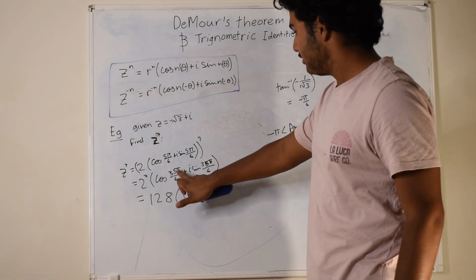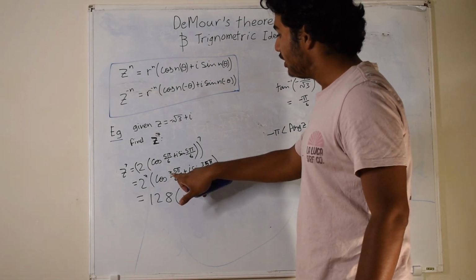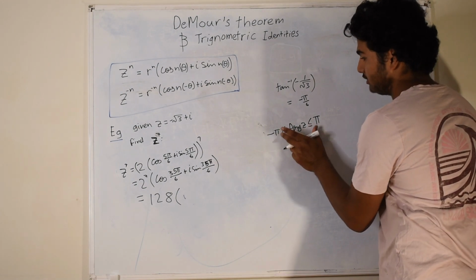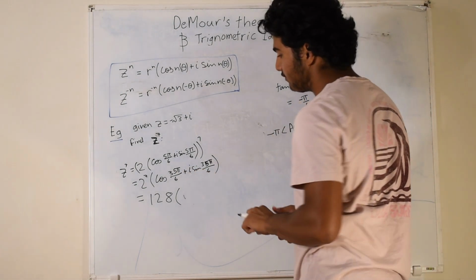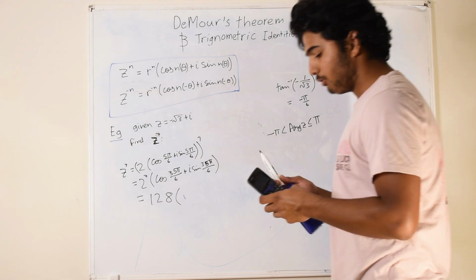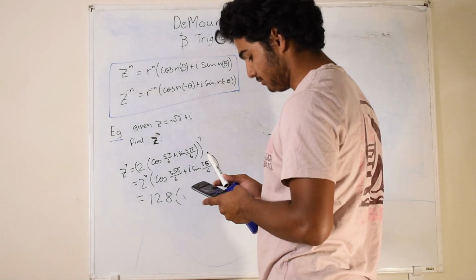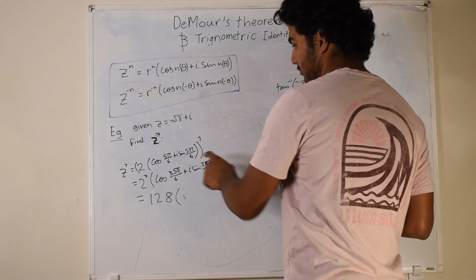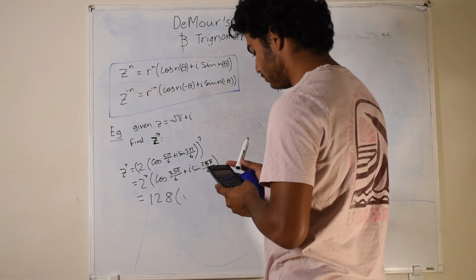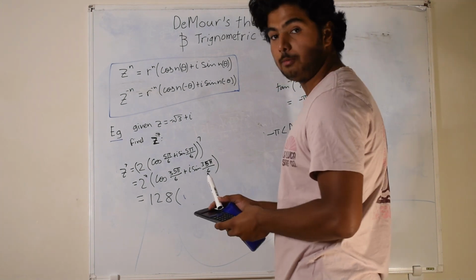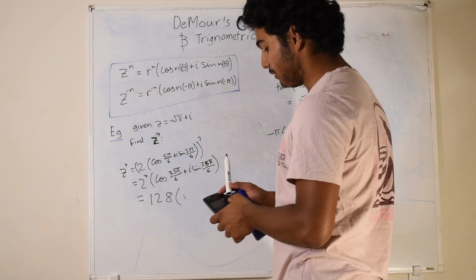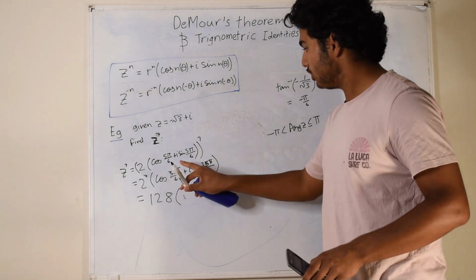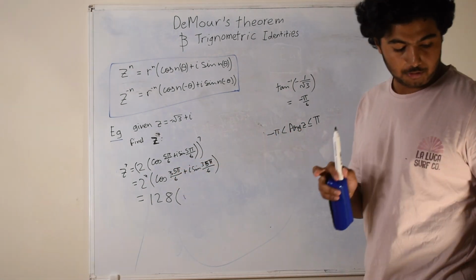Since it's out of the principal argument, we need to subtract 2 pi every single time until it gets in the principal argument. So if we subtract 2 from 35 upon 6, you can put that in your calculator, we get 23 upon 6, which is still not in the principal argument. So we keep subtracting 2 from that. We get 11 upon 6, and then we get negative 1 upon 6. So we subtract 2 until we get it in the principal argument.